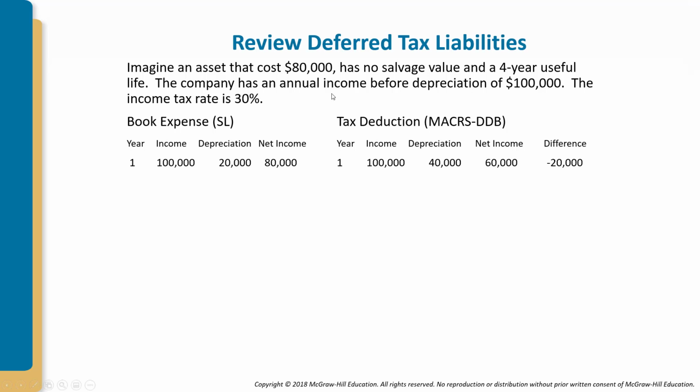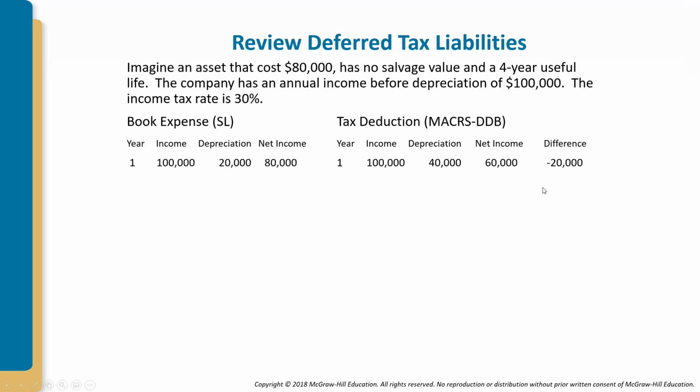So the first year, we have an $80,000 asset, and that's also the book value. We take 50%, that's $40,000 depreciation, leaving us $60,000 in net income. And notice that in terms of our depreciation here, we have a $20,000 difference. Okay, our net income is $20,000 less for tax than it is for GAAP.